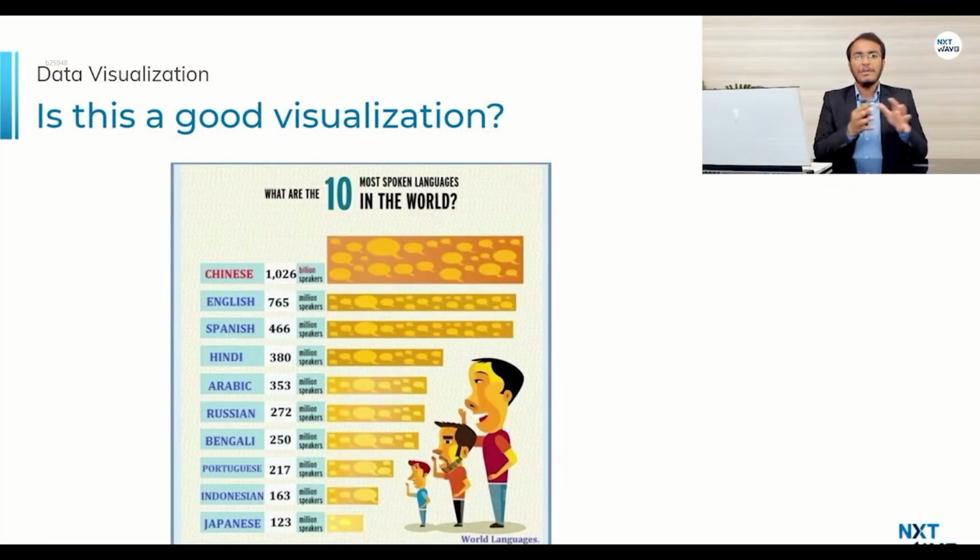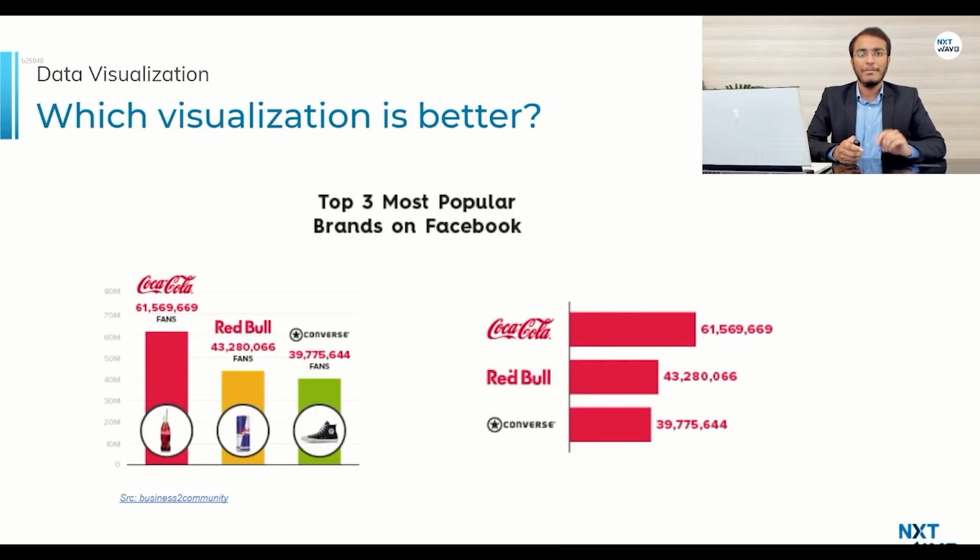Now all the examples that we have seen so far are clearly very bad visualizations, but sometimes you might come across visualizations like this. You can see this is a visualization of the top 3 most popular brands on Facebook. On the left side is a visualization, and on the right side is also a visualization of the same data. Now the question is, which is better among these two?